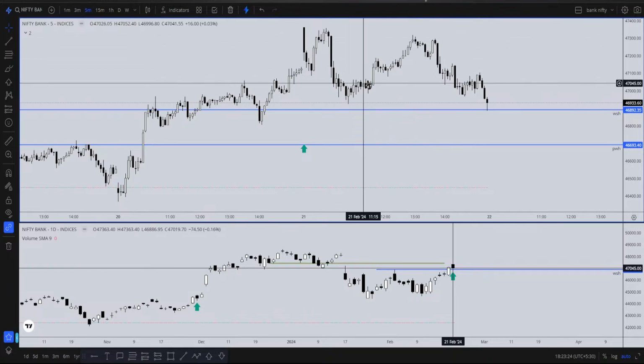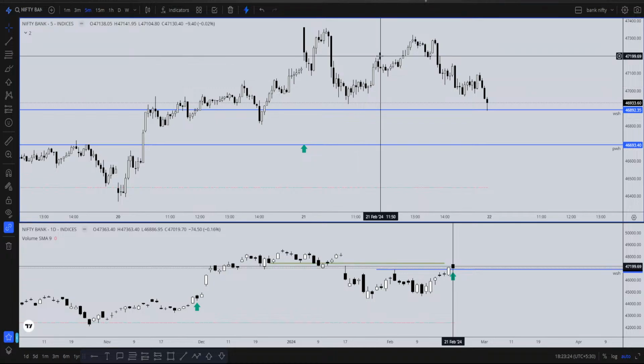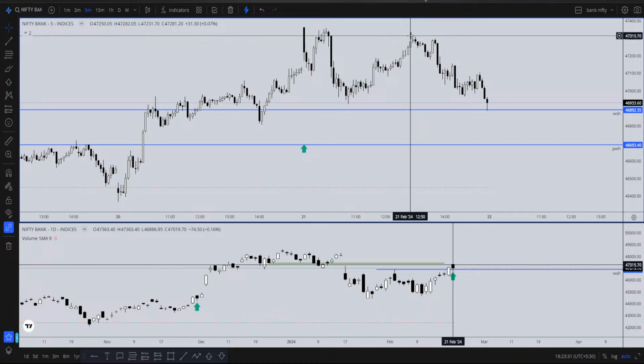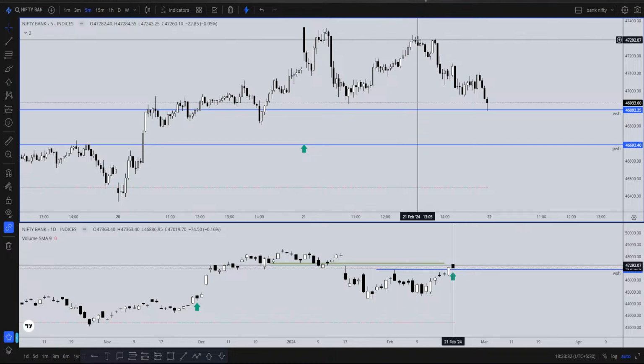But it went up, and this was another place where I was thinking of taking a trade, but again it was not possible.